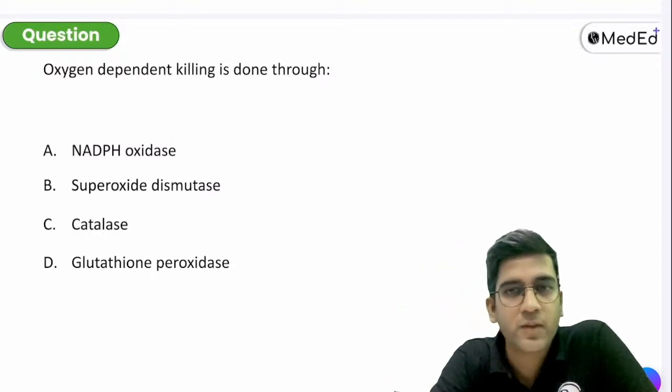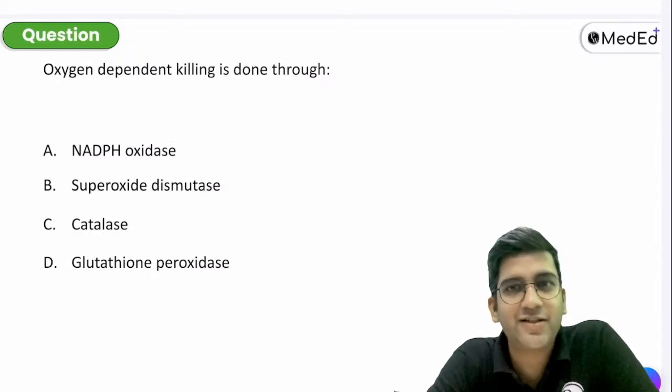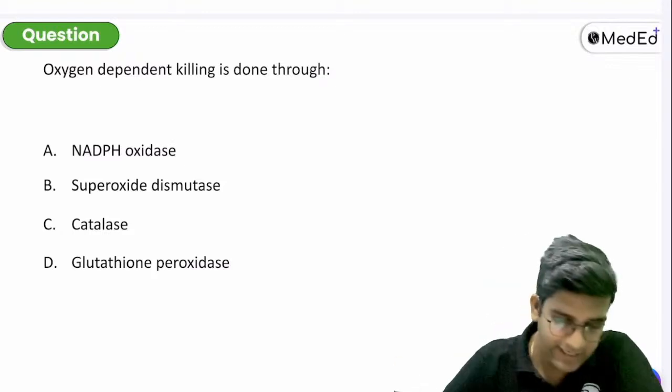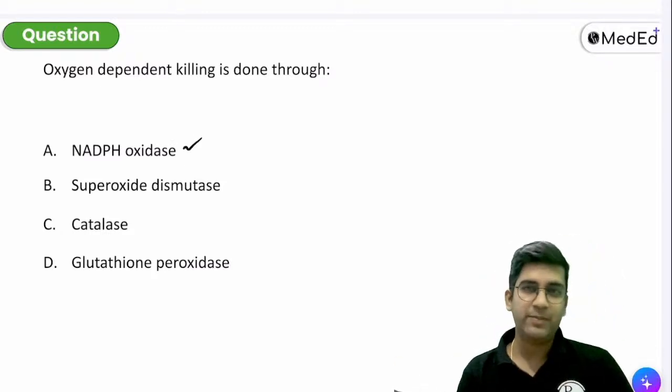Whatever comes to your mind, A, B, C or D. Don't hesitate. Comment A, B, C or D, doesn't matter. Anyway, you have 25% of getting it right, right? Atul, Rahul and Dr. Sri, NADPH oxidase. Obviously it's right? Oxygen dependent killing mechanism happens via NADPH oxidase only, right?